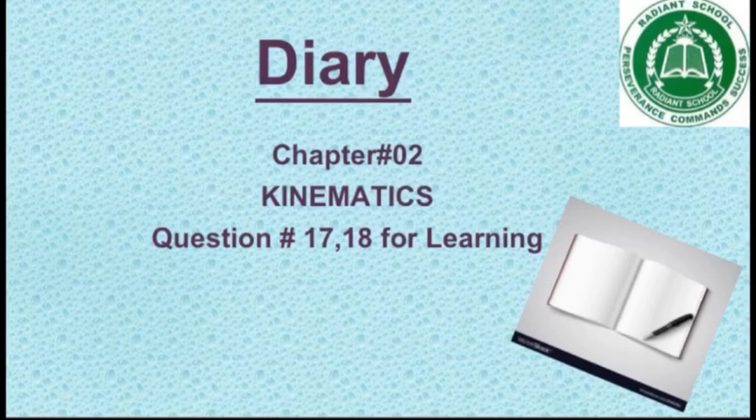Next is your diary, students. Your diary is that you have to learn question number 17 and 18 from your notes, and also you have to calculate the area under the speed-time graph of question number 18, which is given in your notes. That graph is present in your notes. Students, that is your home task.